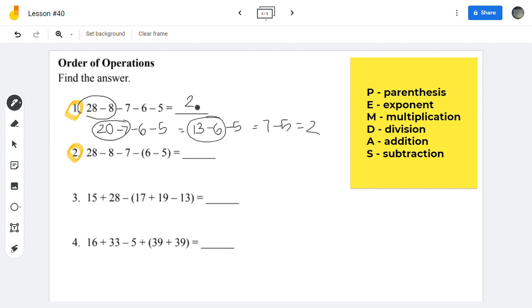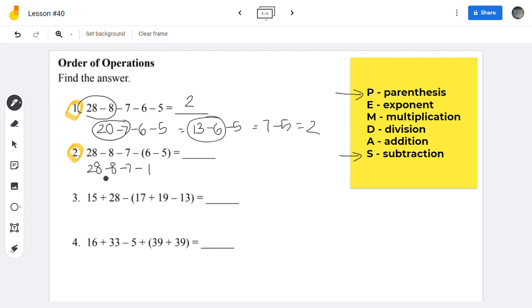Now, number 2 over here says 28 minus 8 minus 7 minus. Now we have our parentheses coming over here, and we know that the parentheses is higher than subtraction. So we're going to do the parentheses first. So we're going to get 28 minus 8 minus 7 minus, and in our parentheses we should get 1. 6 minus 5 is 1.